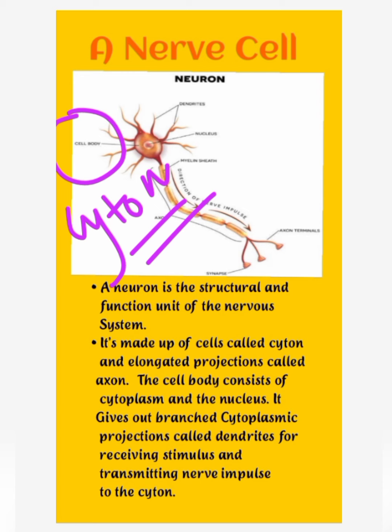Like in the picture here, you can see there is a circular orangish part. This is actually the cytoplasm which is present in the cell body. Because a neuron is a cell, and cytoplasm and nucleus are the important components of the cell. So this is basically the cytoplasm, and the small pinkish part is the nucleus which is present in the neuron. Got it?